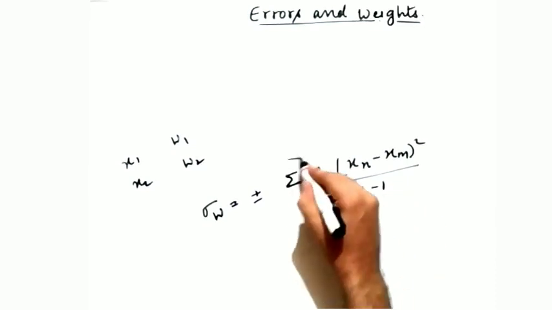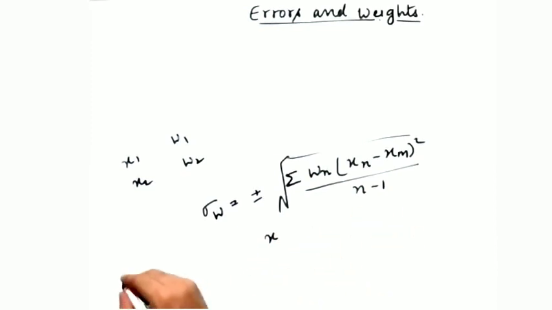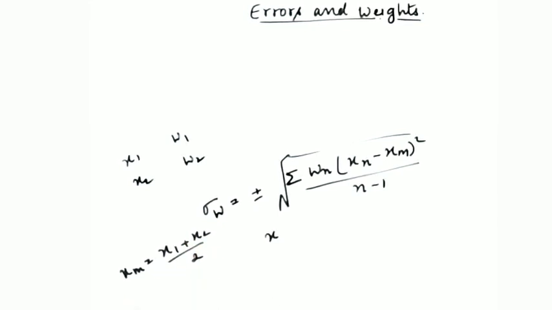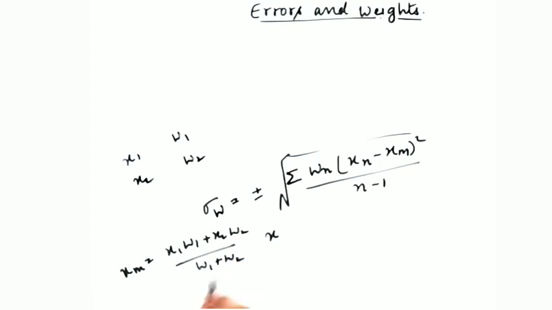So this is how you calculate. That means first of all you will have to calculate the mean. The mean will be xm and it will be equal to x1 plus x2 divided by 2. This will be the mean. Sorry, you have to calculate the weighted mean here. So it will be x1 w1 plus x2 w2 divided by w1 plus w2. This will be the weighted mean.